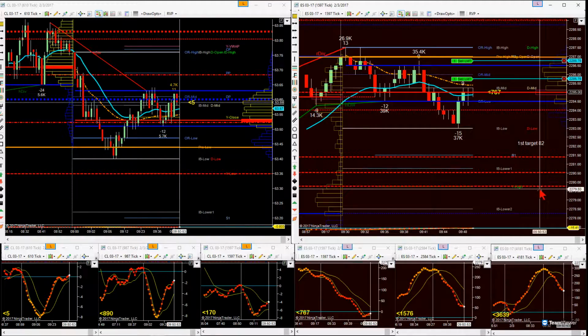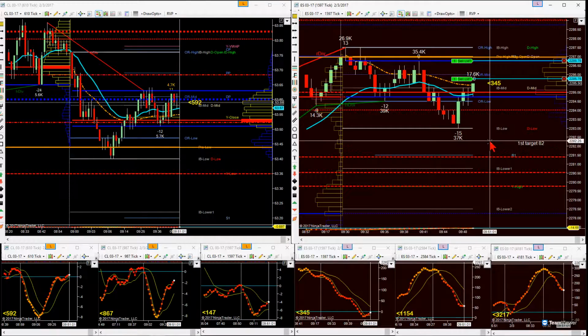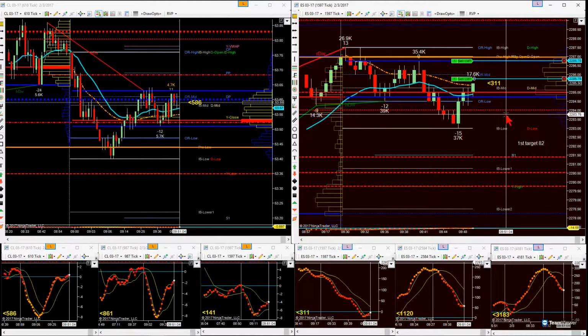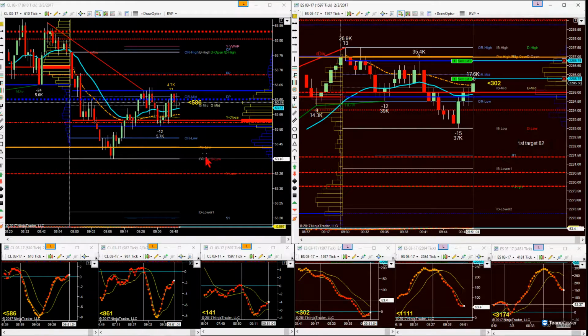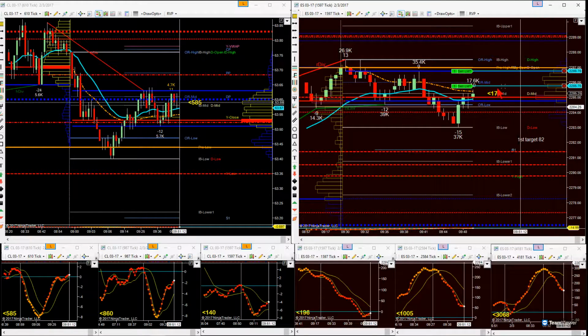I'd leave one target here at 82, and then maybe I'd come to the bottom of this, 79.75, and put a target at 80 and a quarter. But I would have to be in all 3 of my contracts at that point, and the BBs would have to look right in order for that to be the case. Okay, so that's it. That's my marching orders at that point.